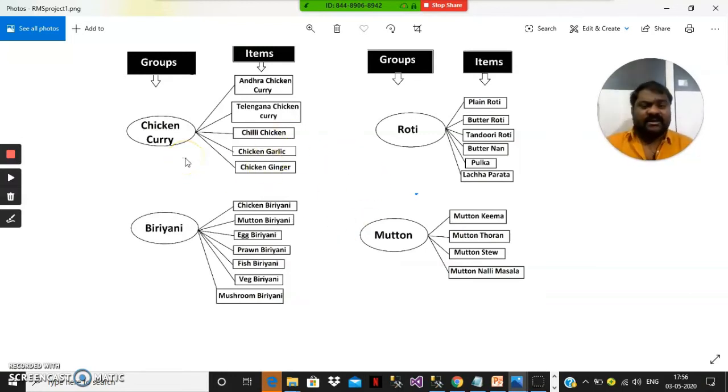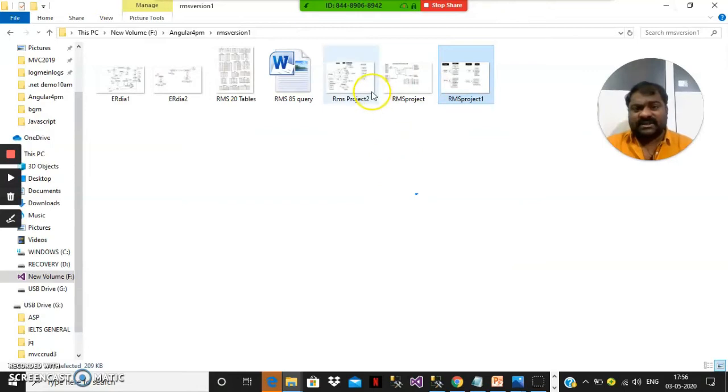Groups means items like chicken curry, biryanis, rotis, mutton, and so on. Items means varieties in those groups. Chicken curry comes as Andhra chicken curry, Telangana chicken curry, like that. Rotis: butter naans, plain rotis, etc. Is it clear? This is a simple application that was developed.